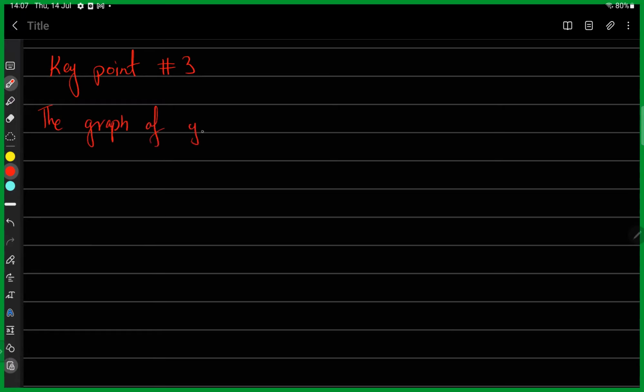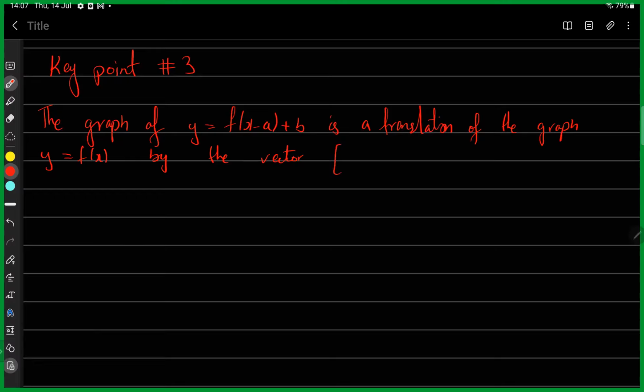The graph of y equals f of x minus a plus b is a translation of the graph y equals f of x by the vector a, b. Okay, now what has happened?